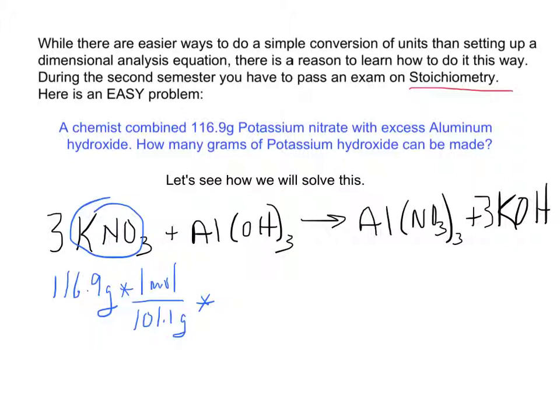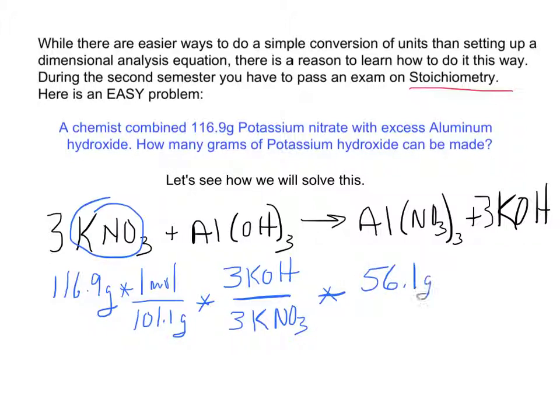Now I can use my balanced chemical equation and say, here's my next conversion factor. 3 moles of potassium hydroxide will create, or can be created from, 3 moles of potassium nitrate. And then it wants me to turn it back into grams, so I would get rid of my moles and turn it back into grams, and I know, by looking at the periodic table, that there are 56.1 grams of potassium hydroxide for every 1 mole of potassium hydroxide. So I now have just gone through and used all of my conversion factors.